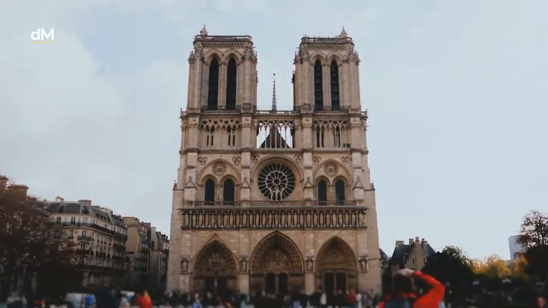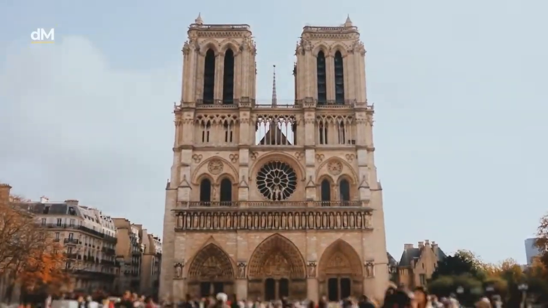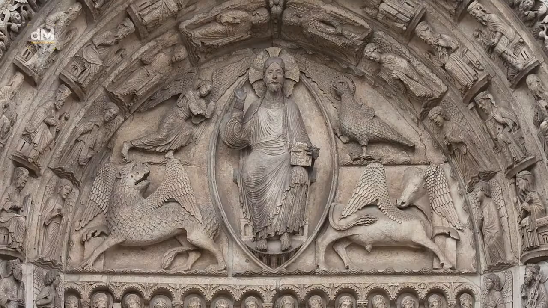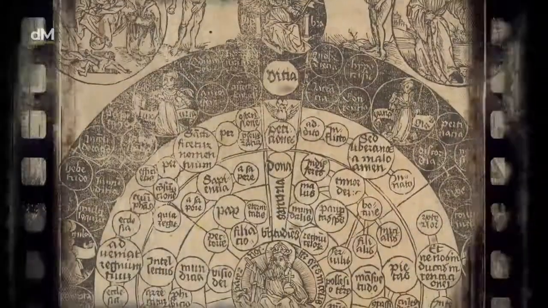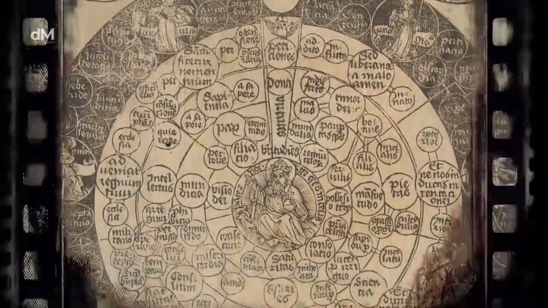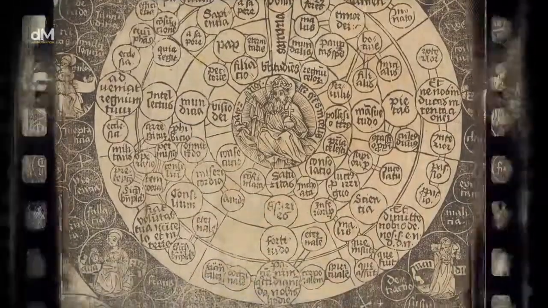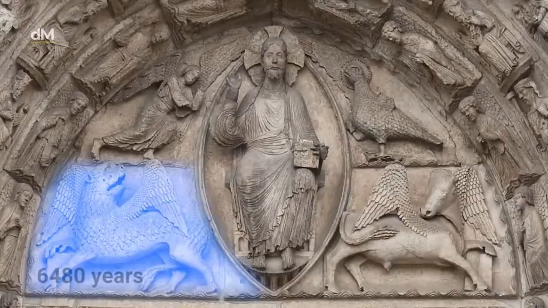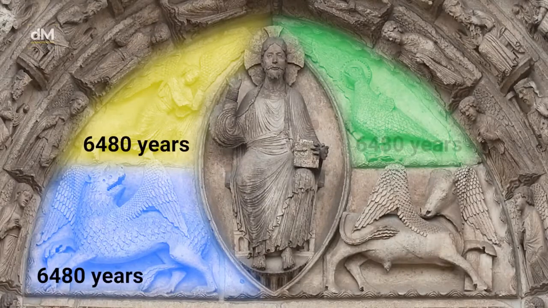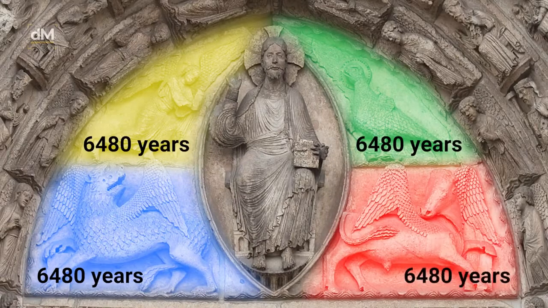And here is a Gothic cathedral. This is the portal of judgment at Chartres. You'll notice that there are 4 carvings, 4 bas-reliefs around the figure of Christ seated within the mandorla, also the vesica piscis. The 4 are representing the 4 ages of the world, the 4 seasons of the great year. So there you have the 4 seasons of the great year, each separated, representing a cycle of 6,480 years for each of those 4 seasons.